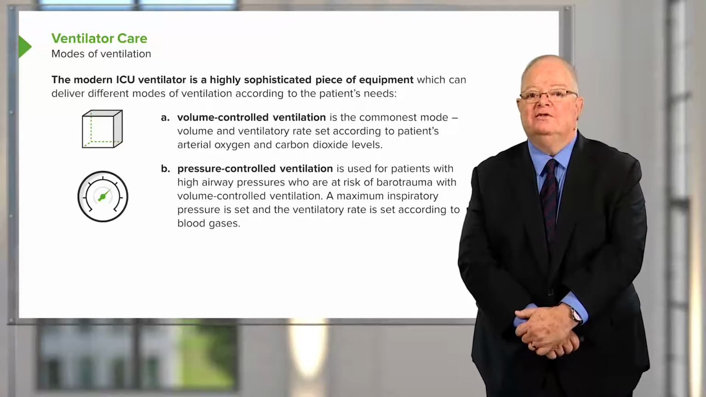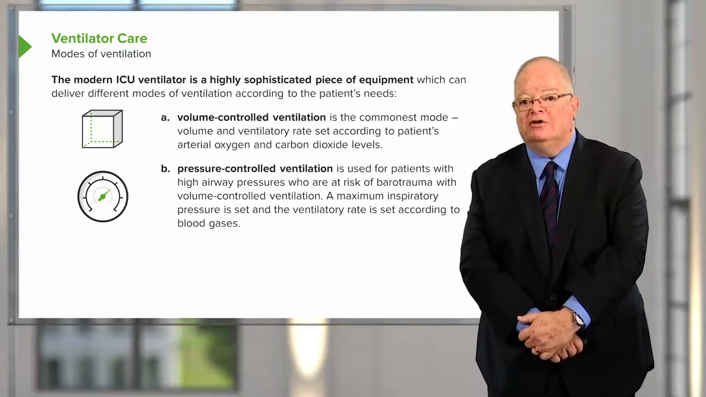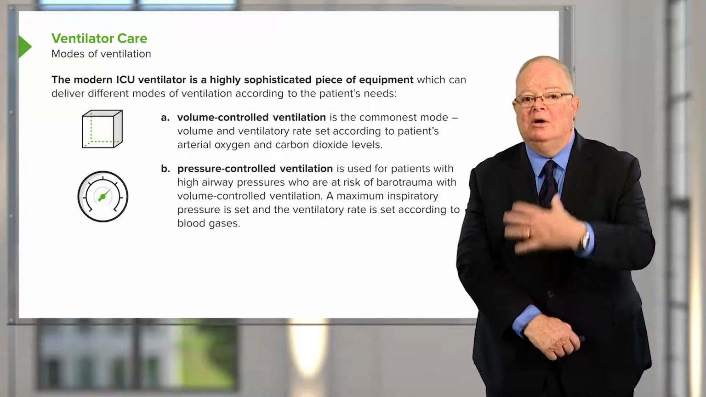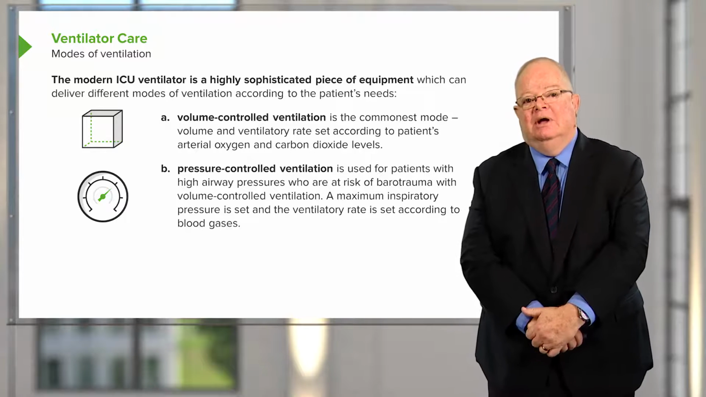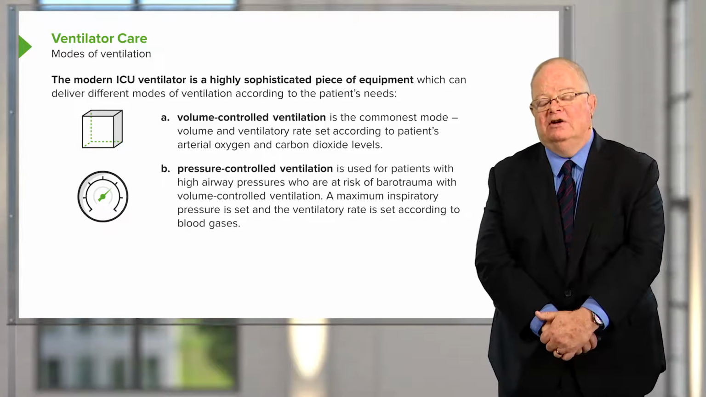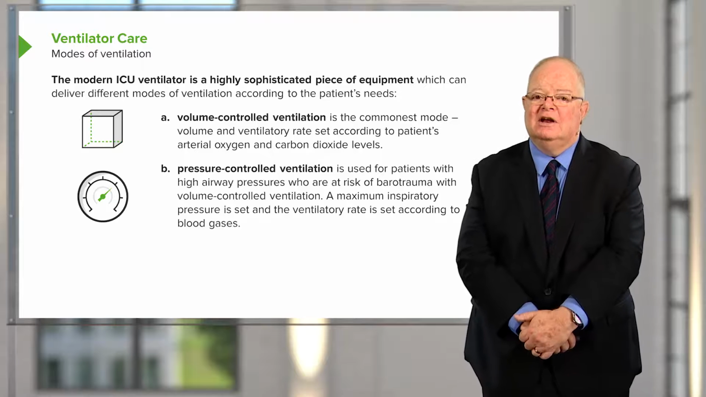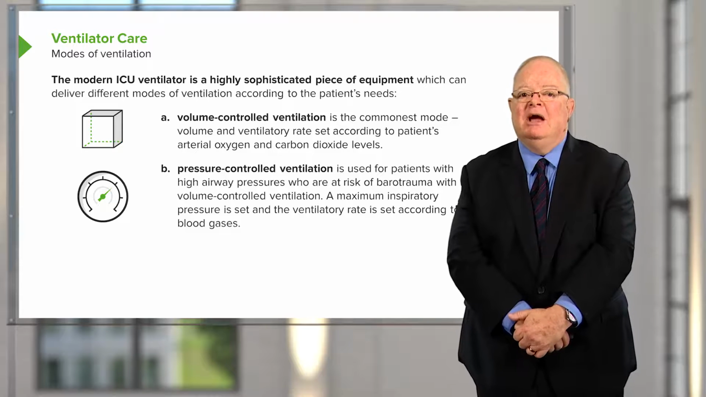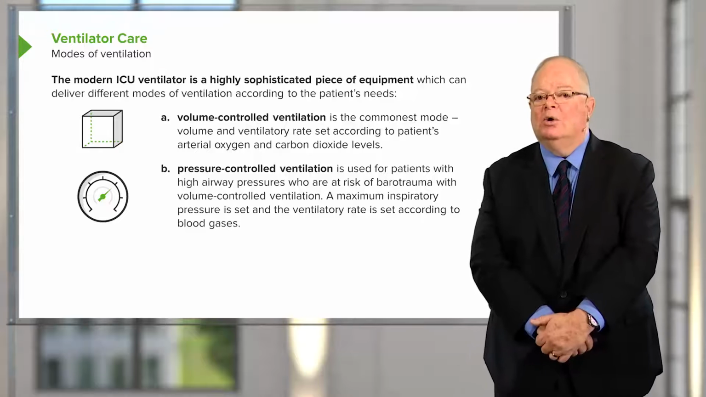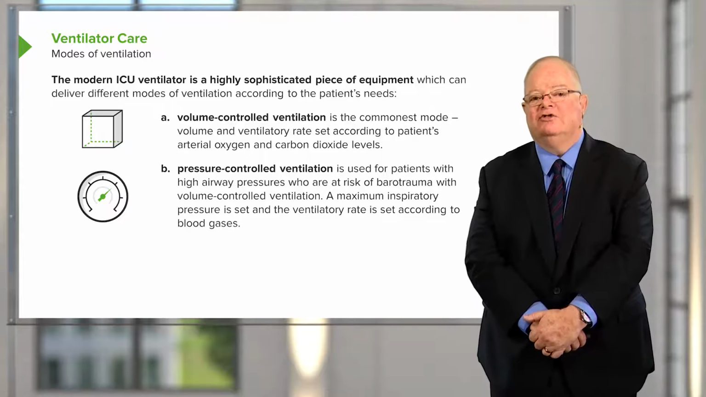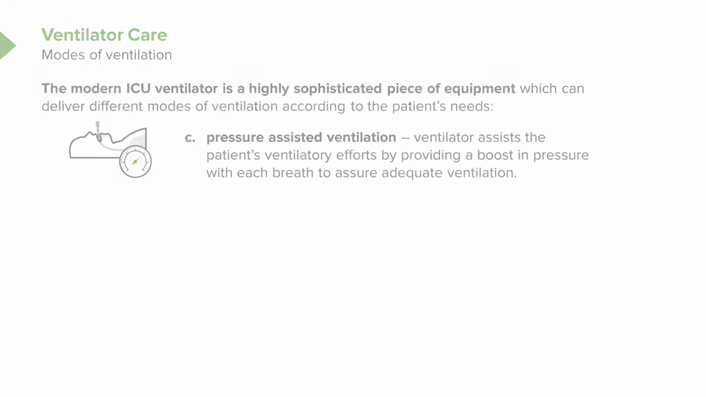Pressure-controlled ventilation is used for patients with high airway pressures who are at risk of barotrauma or damage to the lungs from high pressure, from volume-controlled ventilation. And in this situation, instead of setting the volume, the maximum inspiratory pressure is set, and the ventilator rate is set according to blood gases or saturations or end-tidal CO2.